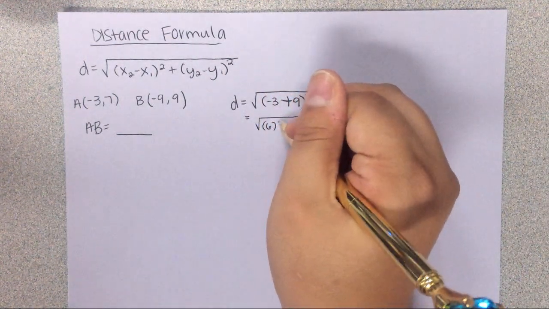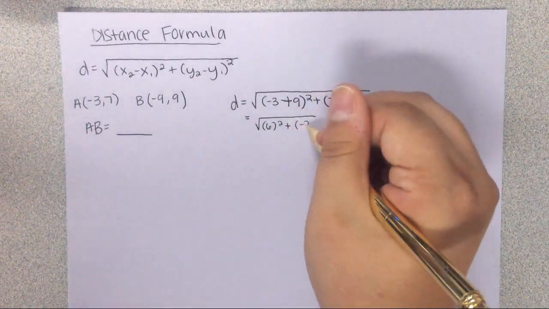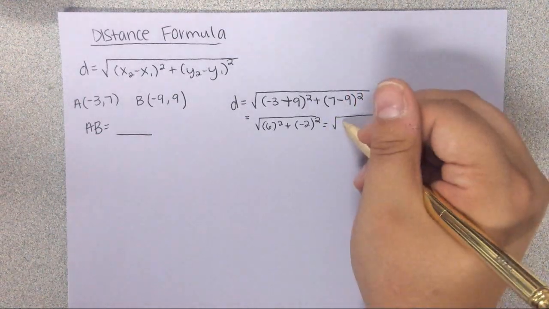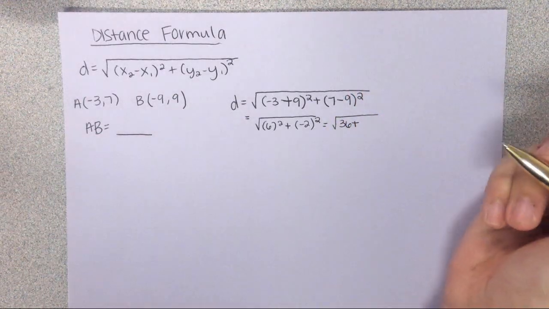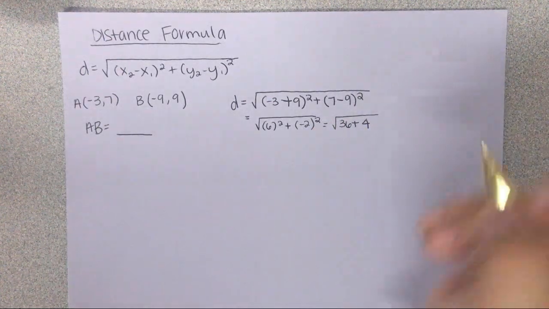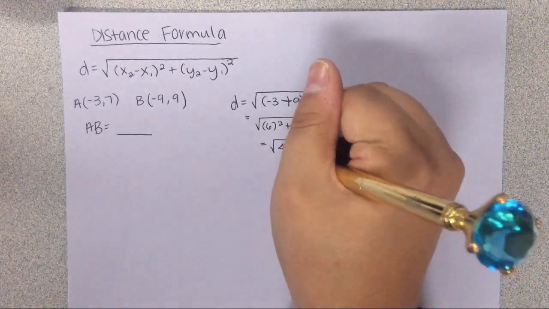That's going to give me 6 squared plus, what's 7 minus 9? -2 squared. What's the 6 squared? What's -2 squared? Remember, it'll always be positive because a negative times a negative is a positive. That gives me the square root of 40.